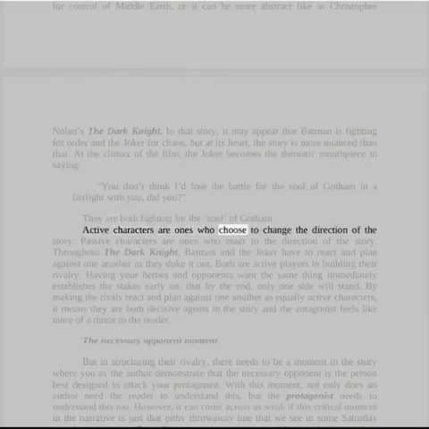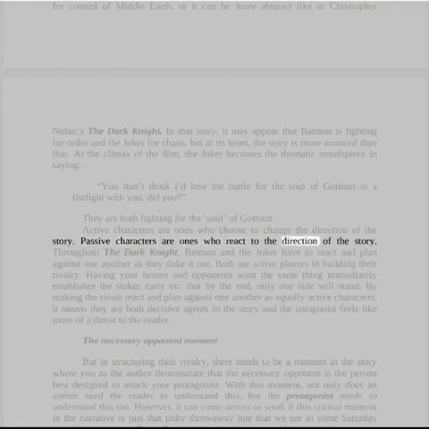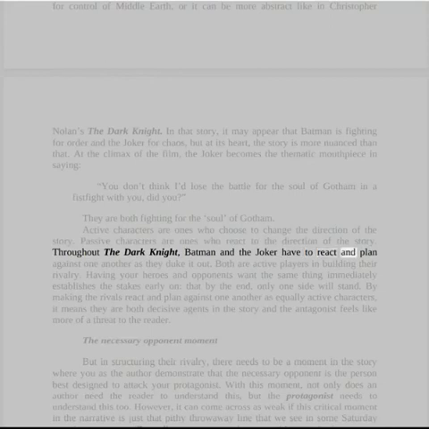Active characters are ones who choose to change the direction of the story. Passive characters are ones who react to the direction of the story. Throughout The Dark Knight, Batman and the Joker have to react and plan against one another as they duke it out. Both are active players in building their rivalry.